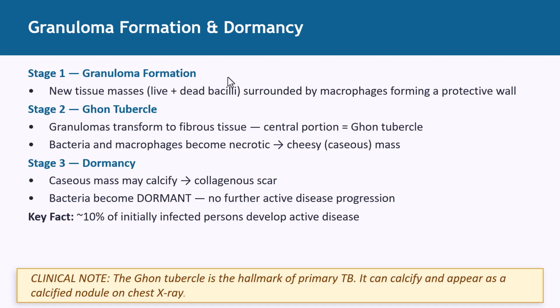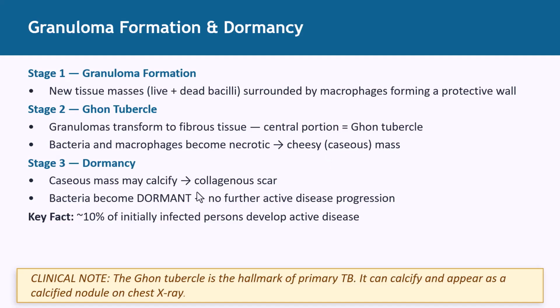In response to the infection, the body forms granulomas. These are organized collections of immune cells, essentially walls built around the bacteria to contain them. Live and dead bacilli are surrounded by macrophages that form a tight protective barrier. Over time, this structure becomes a fibrous tissue mass, and its central portion is called the Ghon tubercle. Inside the Ghon tubercle, the bacteria and macrophages undergo necrosis. They literally die and break down, forming a characteristic cheesy-looking material called caseous necrosis. Caseous literally means cheese-like. This caseous mass may eventually become calcified, turning into a collagenous scar.